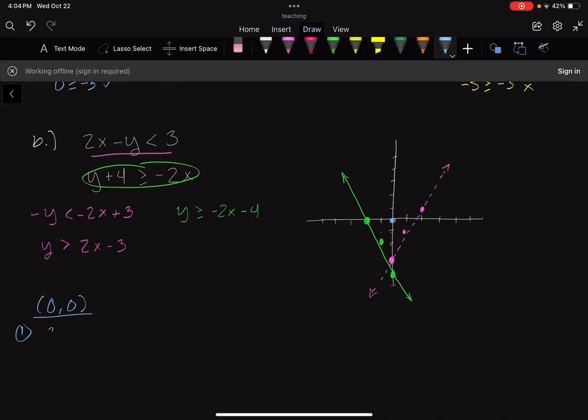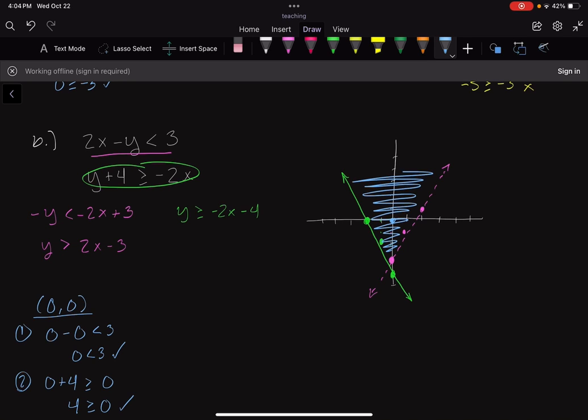In my first one, I get 0 minus 0 less than 3. 0 less than 3, that works. In my second one, I get 0 plus 4 greater than or equal to 0. So I get 4 greater than or equal to 0. That also works. So this is going to get shaded here. I can't believe I made one up that also worked for 0, 0. That doesn't always happen.